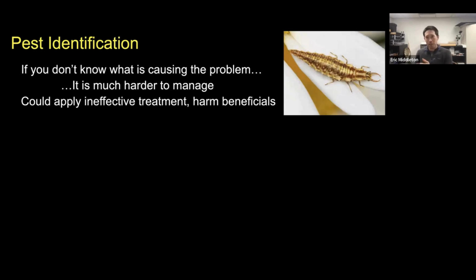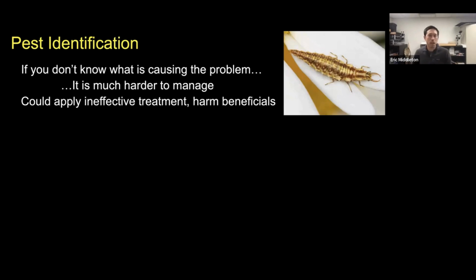As an example of this, we have this insect pictured in the upper right. I have this in my presentations often because I will get people who send me pictures asking what this strange and terrible pest they have in their garden is. And of course, it's not a pest. This is a lacewing, which is a beneficial predator, which feeds on a number of different pests and is something you would like to have around.